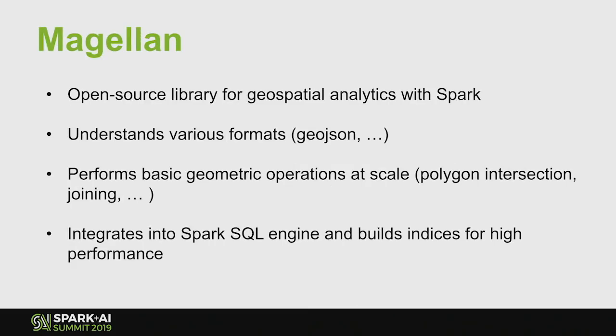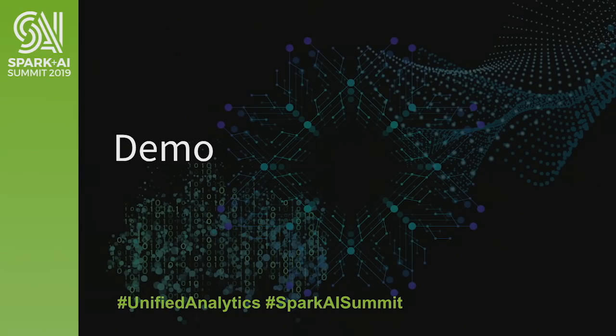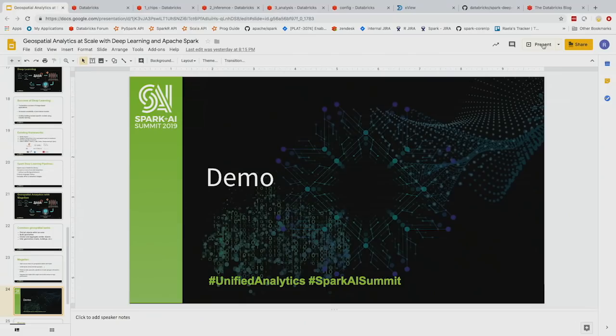So why did we choose Magellan? Magellan gave us the capability that we were looking for, and it's also open source, and it supports formats like GeoJSON, and it actually integrates straight into Spark SQL, which means that the queries you run with Magellan get all the great performance improvements that Spark SQL brings you as well. So let's see that in action.